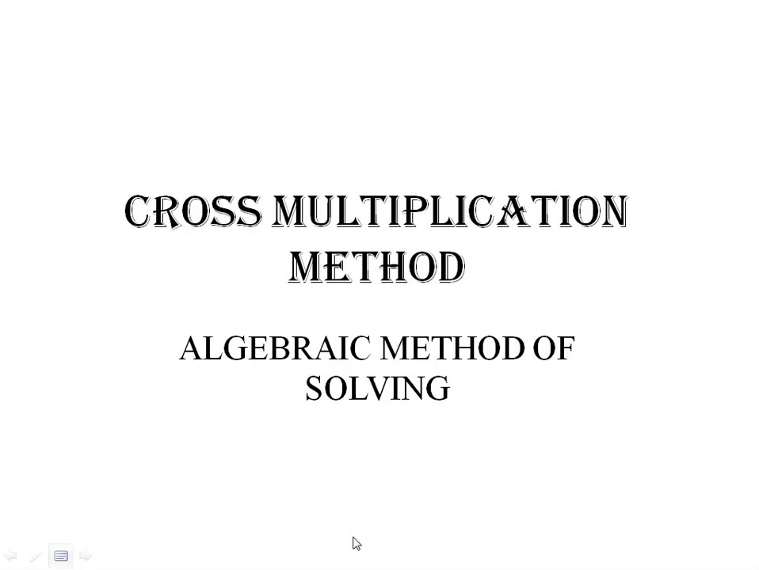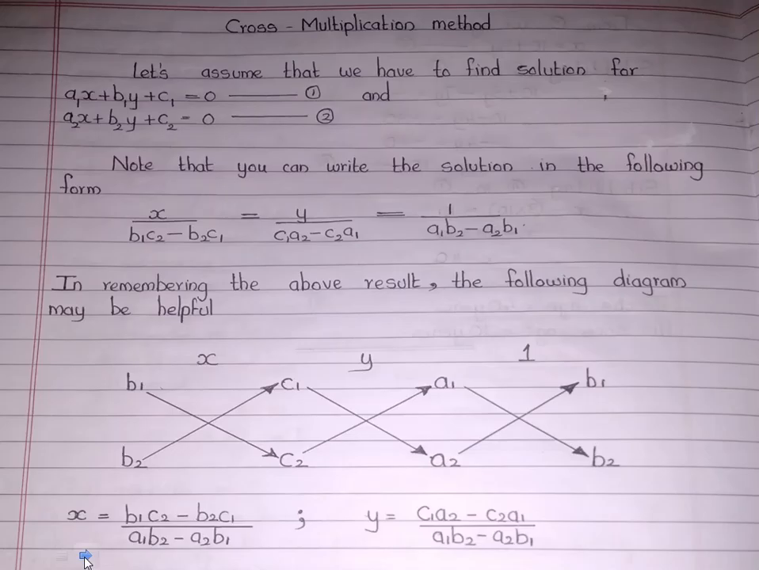So far, you have learned how to solve a pair of linear equations in two variables by graphical, substitution, and elimination methods. Here, we introduce one more algebraic method to solve a pair of linear equations, which for many reasons is a very useful method of solving these equations. This is the cross multiplication method, that is, an algebraic method of solving linear equations.